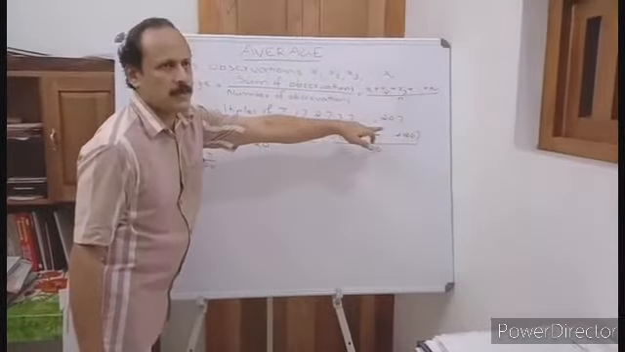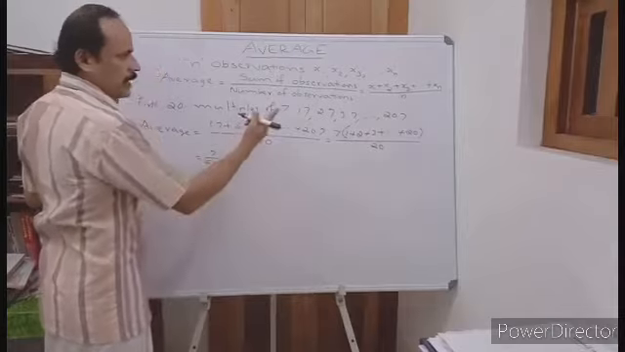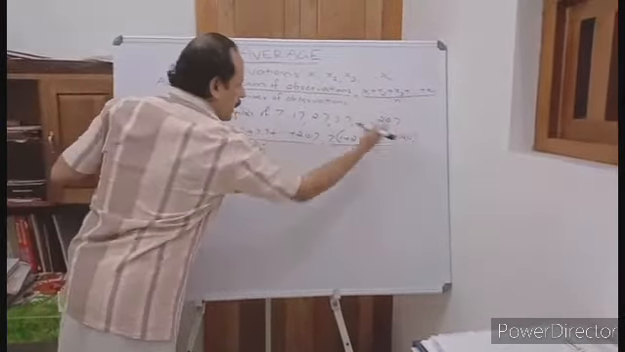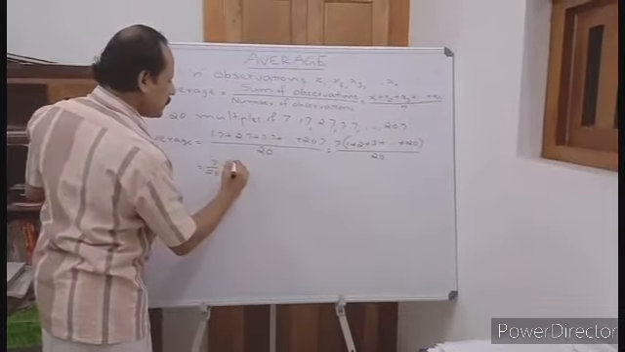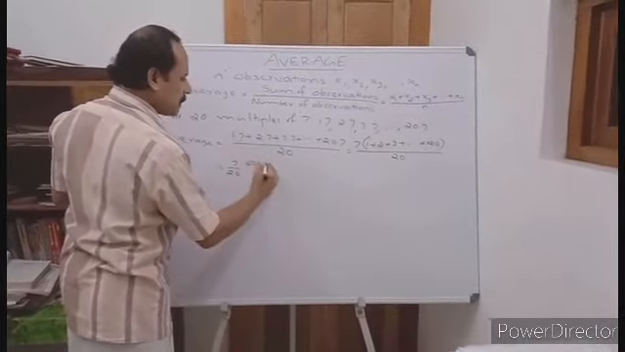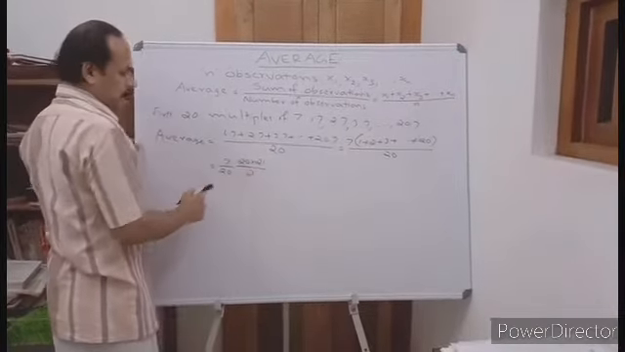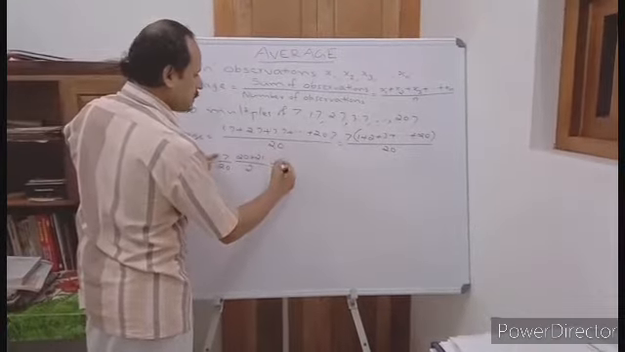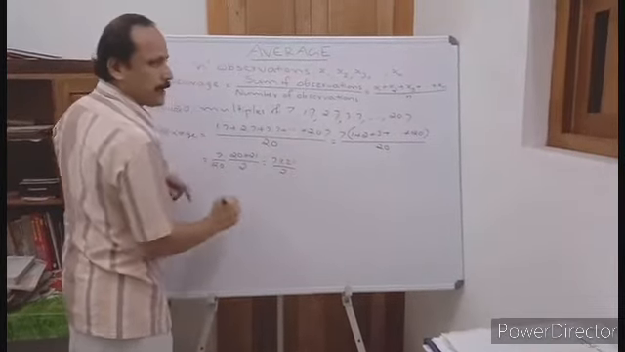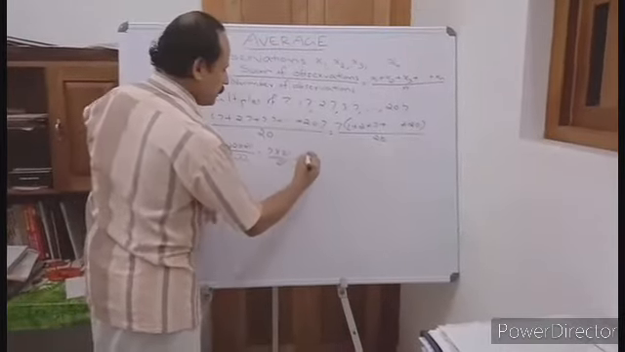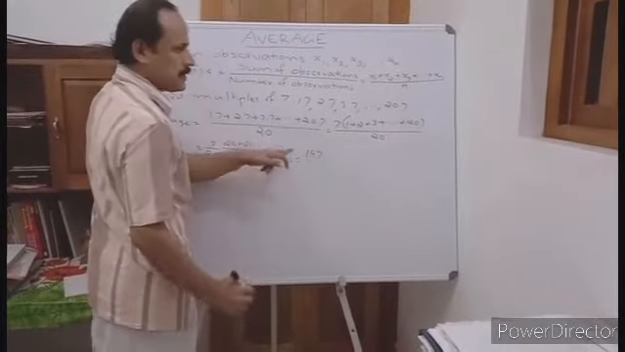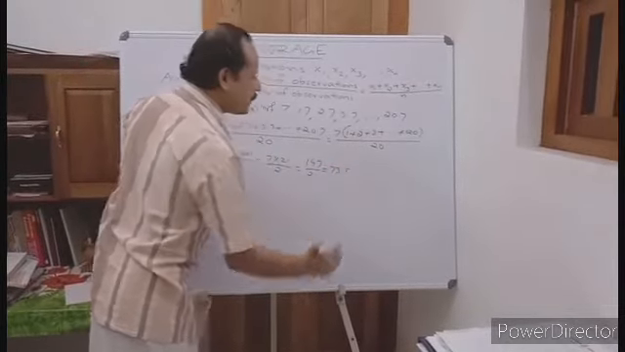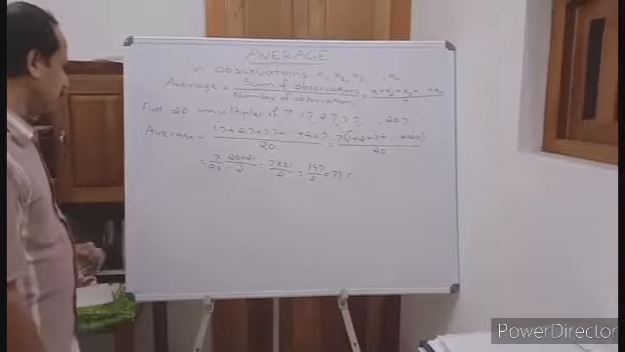These are the first 20 natural numbers, and so their sum can be obtained using the formula n into n plus 1 by 2, and here n equals 20, therefore 20 into n plus 1, that is 21 by 2. Here cancel 20 and 20, and then it is 7 into 21 by 2, and that is 147 by 2. This is 73.5.